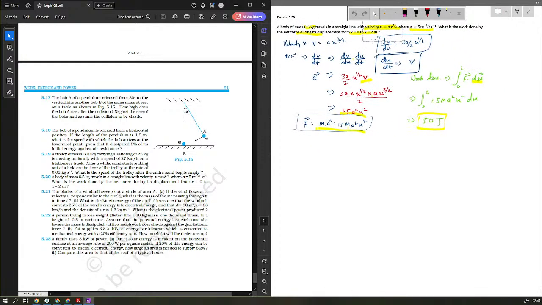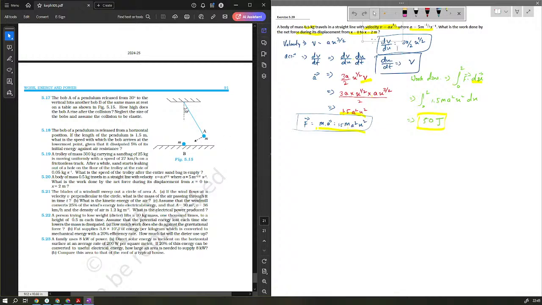Now in the 20th question, we have a body of mass 0.5 kg traveling in a straight line with velocity given as a function of x, where a constant is also given. What is the work done by the net force during this displacement for x from 0 to 2 meters? So we have been given the expression for velocity, and we have to find the net work done.